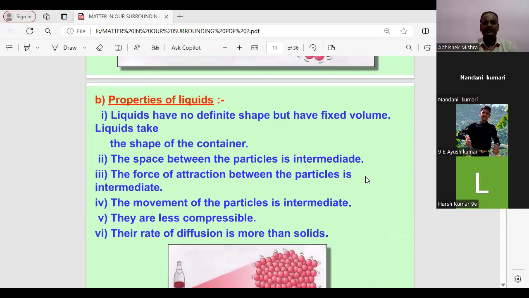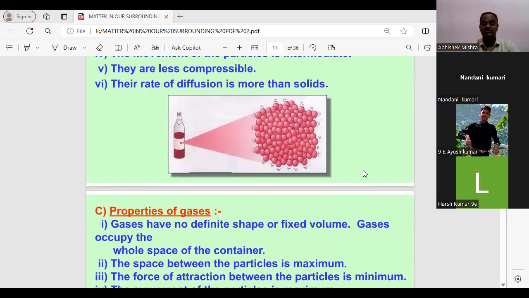Now, all the properties of solid which we have discussed, if you take them in reference to liquid: liquids do not have fixed shape, but they have fixed volume. They take the shape of the container. The space between the particles is intermediate. Force of attraction is also intermediate, less than the solid. Movement of the particles is intermediate because there are spaces between them. They are also less compressible and the rate of diffusion is more than the solid.